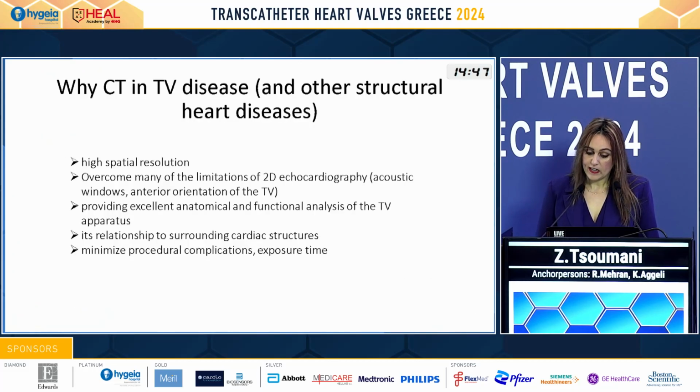I would like to start by reminding us why we should consider cardiac CT in every structural heart disease. Echo is an exceptional tool, the first-line tool, but sometimes it comes with limitations, for instance in terms of acoustic windows. CT can overcome many of these limitations. It has high spatial resolution, providing excellent anatomical and functional analysis of the tricuspid valve apparatus, highlighting its relationship to surrounding cardiac structures, while in the setting of tricuspid interventions, it can minimize procedural complications and exposure time.